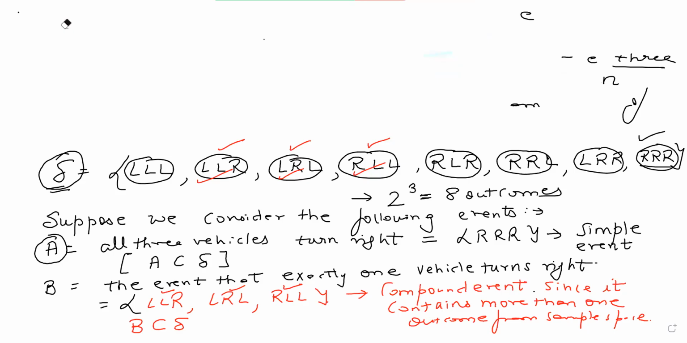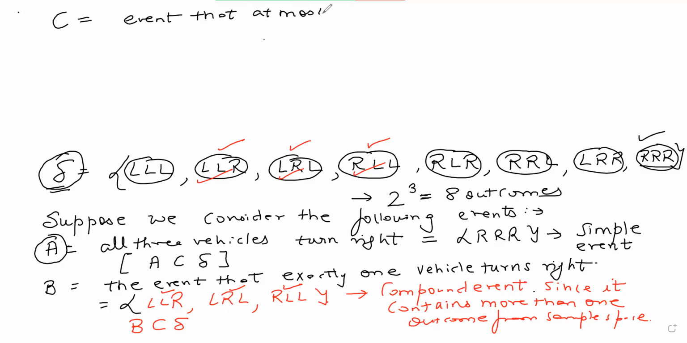Where we have the event C. The event C is that at most one of the vehicles turns right. Now, can we write the elements of event C? At most one means none of the vehicles turns right, or exactly one of the vehicles turns right.